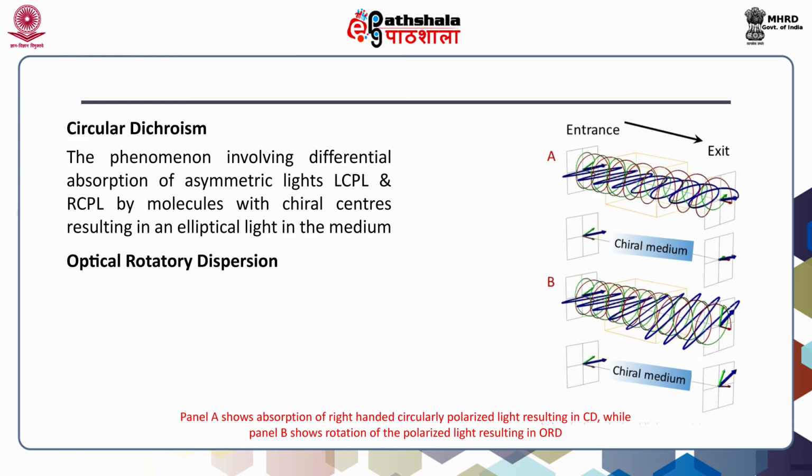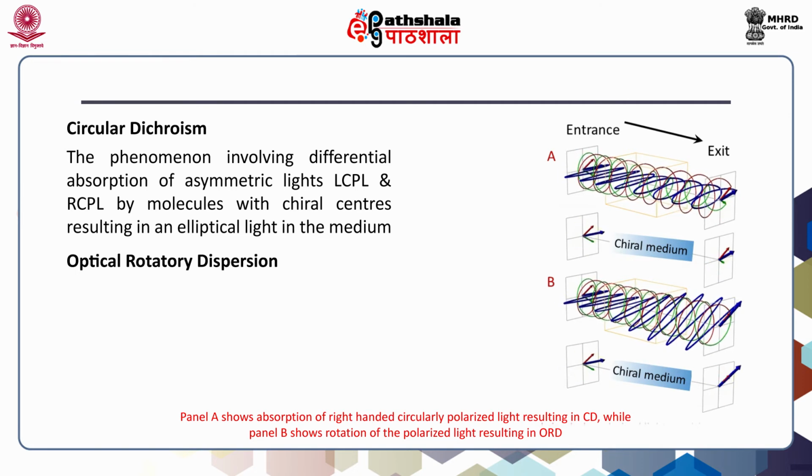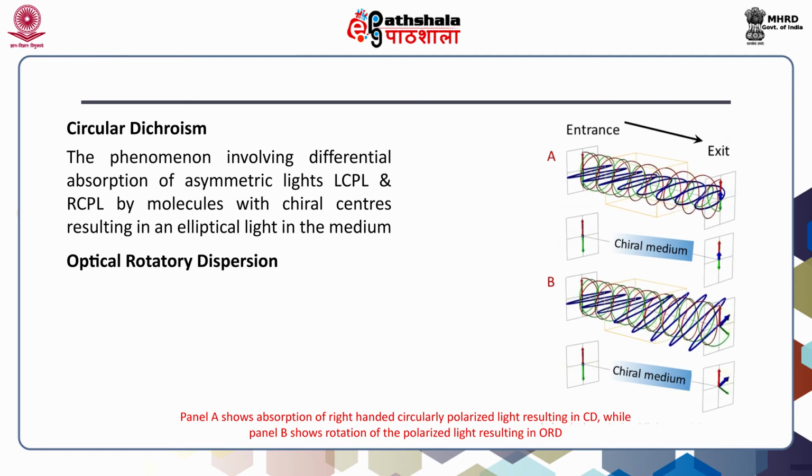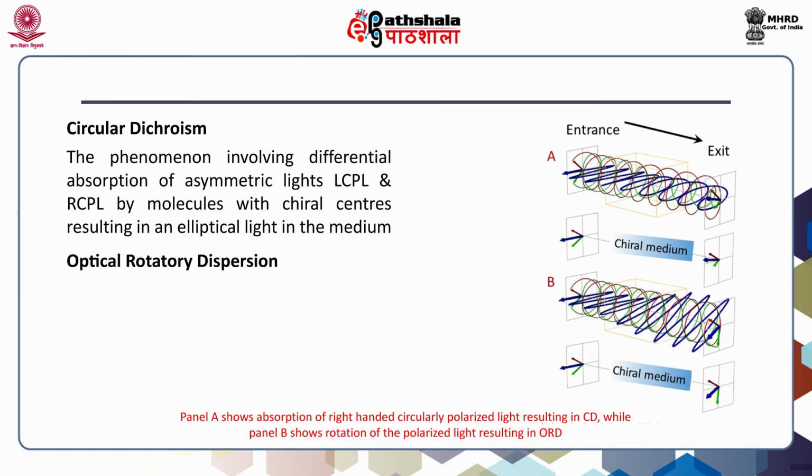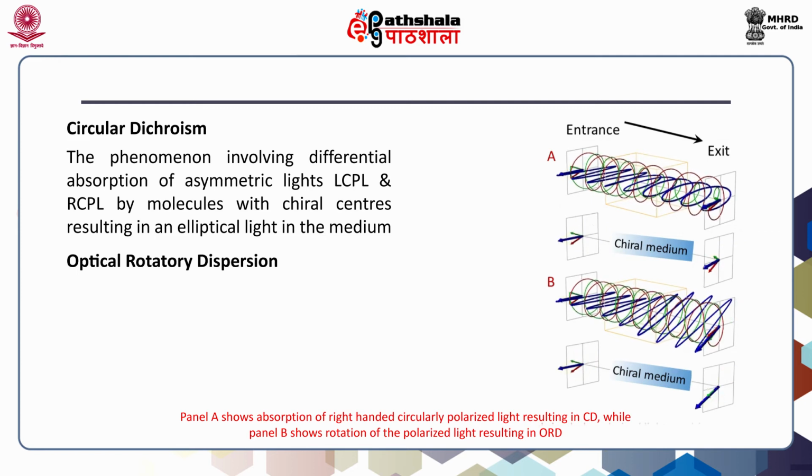You can see the change in the ellipticity of the resultant light because of absorption of one component, that is the RCPL, shown in green color, when passing through the medium. This is what we know as circular dichroism, because there is a differential absorption of only RCPL as compared to the LCPL component of the light. The second panel from top shows only the electric vectors at the entrance of the medium.